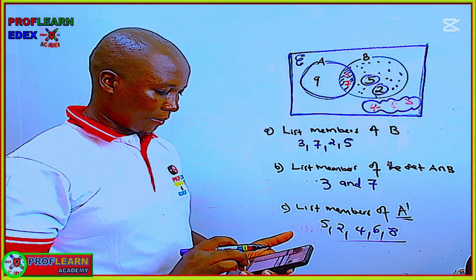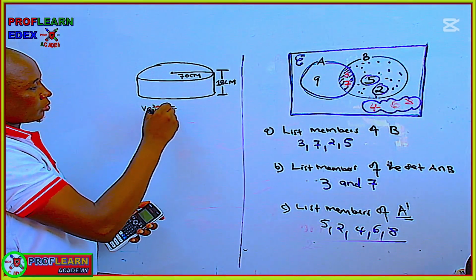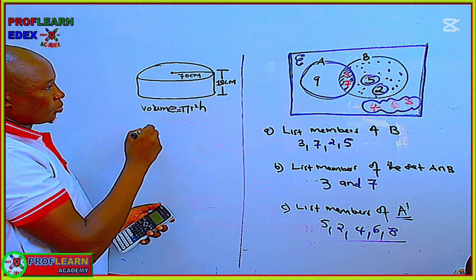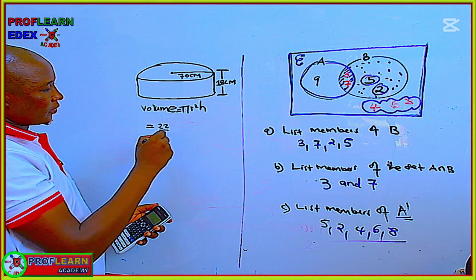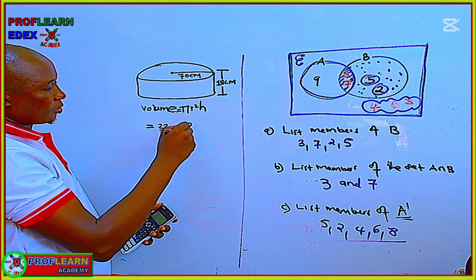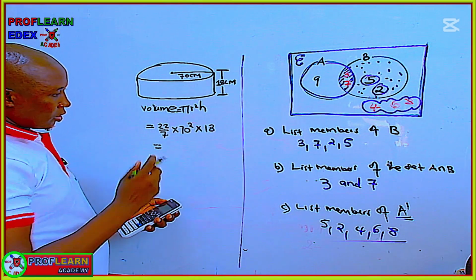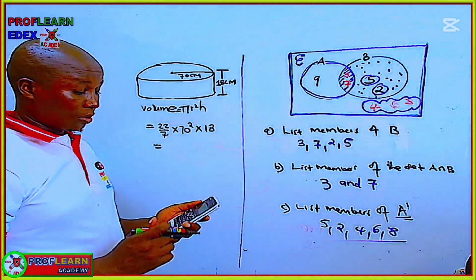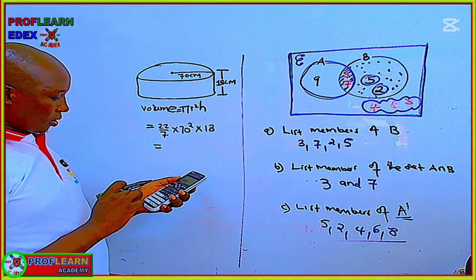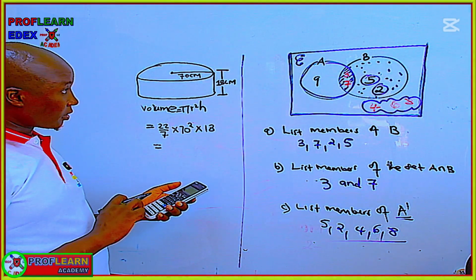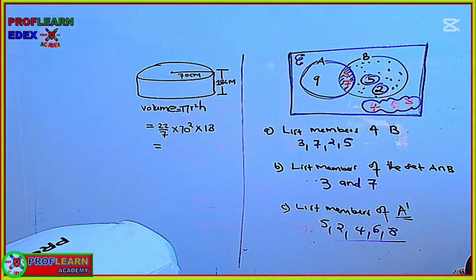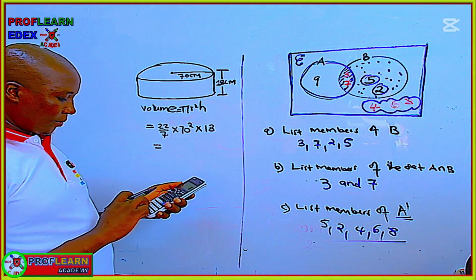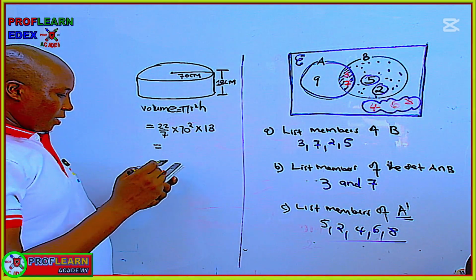This question was about volume, which is equals to pi r squared h, and to work it we are going to say that is 22/7 times the radius, which is 70, squared, times the height, which is 18. So we need to check if all the dimensions were in centimeters. All the dimensions were in centimeters, so that's going to be pi times 70 centimeters, squared, times 18 centimeters.